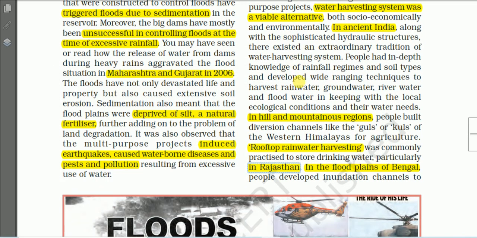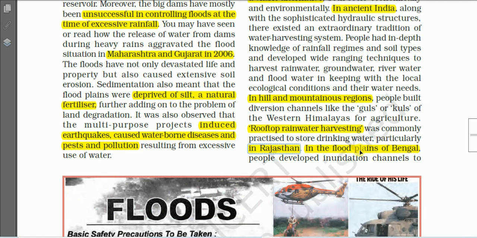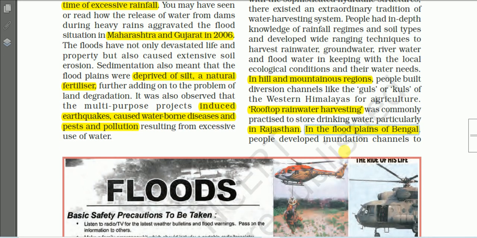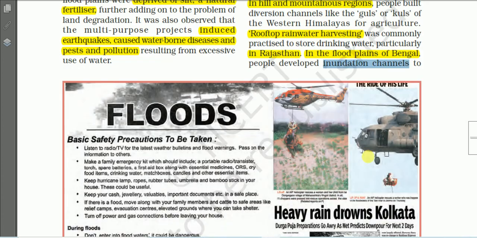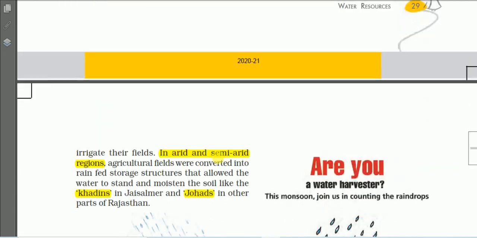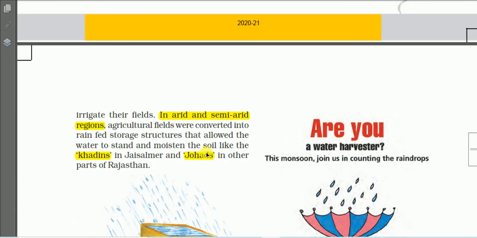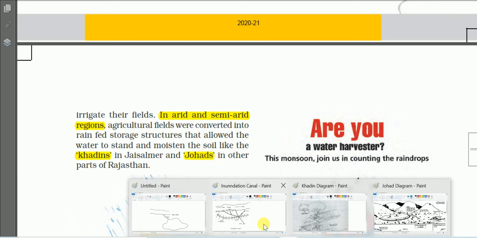And in the floodplains of Bengal, people develop inundation channels, in the low-lying areas. Floodplain, you know, is the plain nearby the rivers. People develop inundation channels to irrigate their fields. Inundation channel, you know, see here.